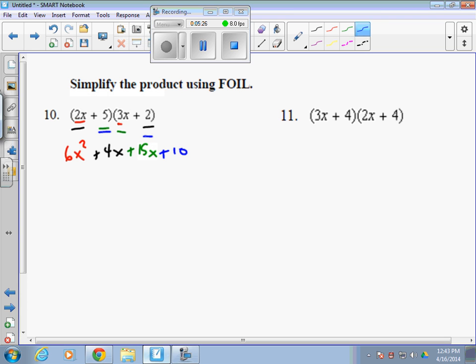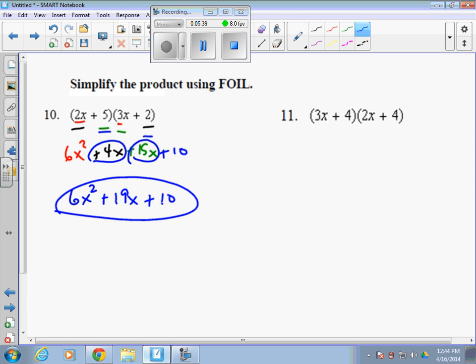Combine your like terms. You have 6x squared. There's nothing you can combine x squared with. This plus 10, there's nothing you can combine that with. However, we do have 4x and 15x to the first power, which is 19x. 6x squared plus 19x plus 10. We'll do the same thing for number 11.